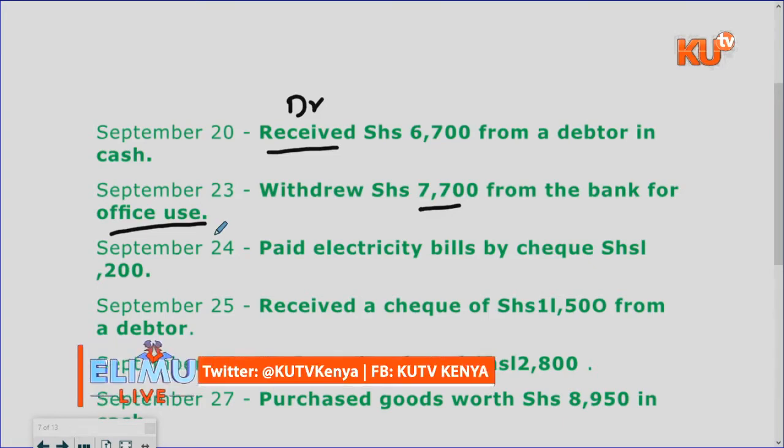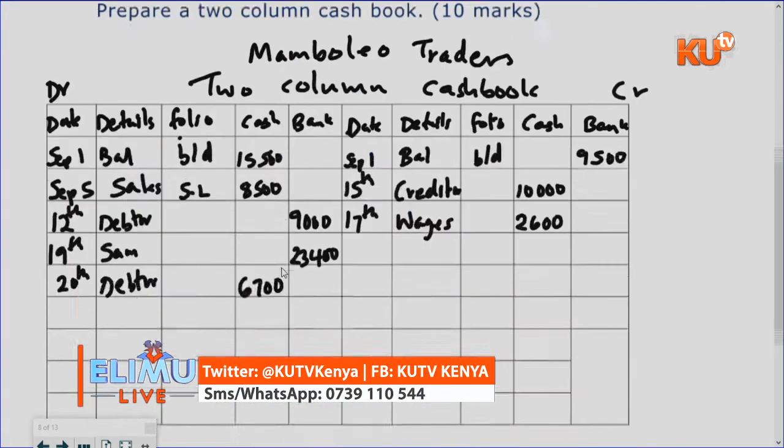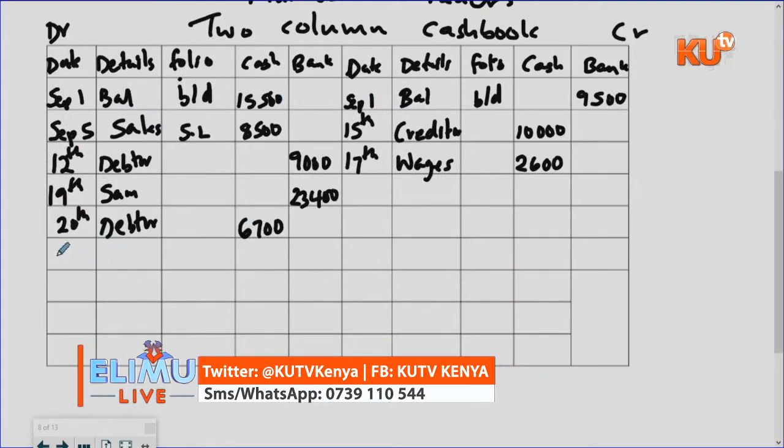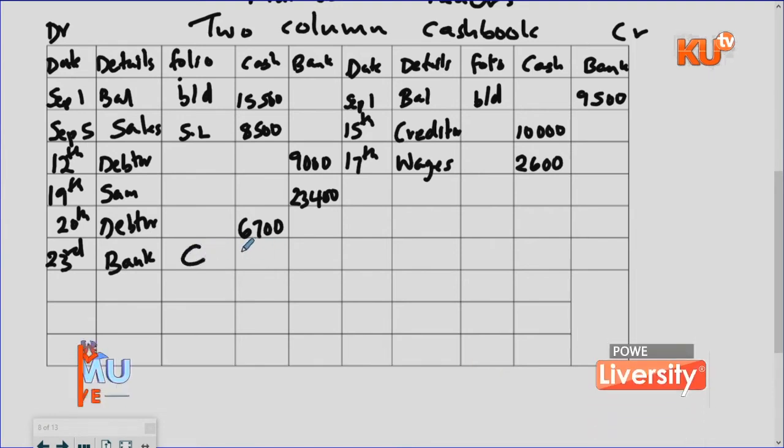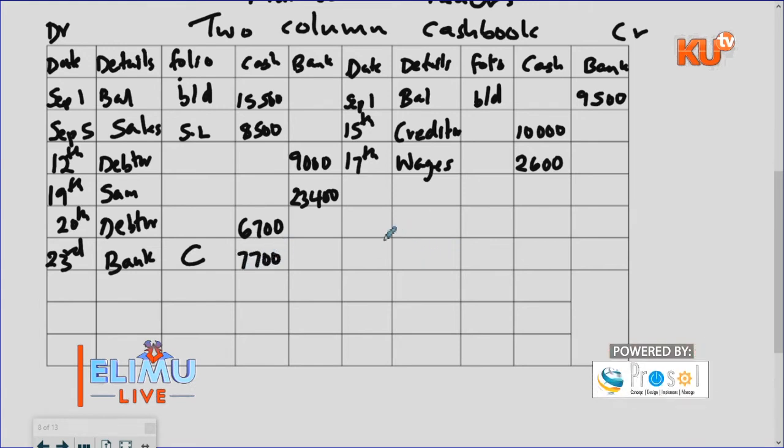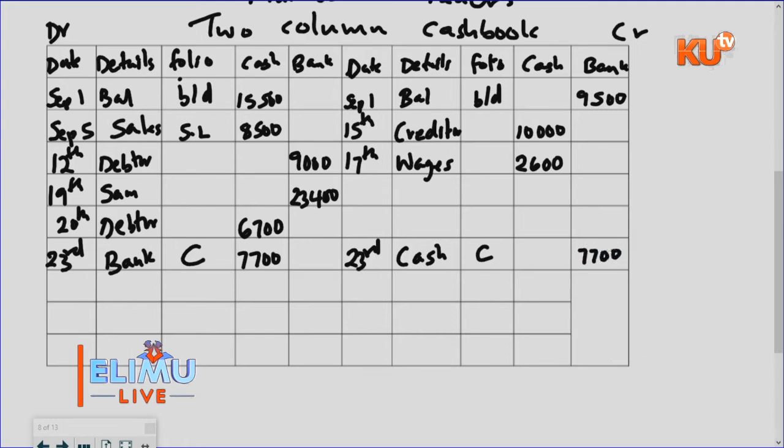23rd September. On the debit side, it is the bank that is losing. Under folio contra entry, then cash, that's how much? 7,700. Then on the same side now, on the CR side, the same date, 23rd, it is now cash that is receiving, contra entry, and then under bank 7,700. Good.